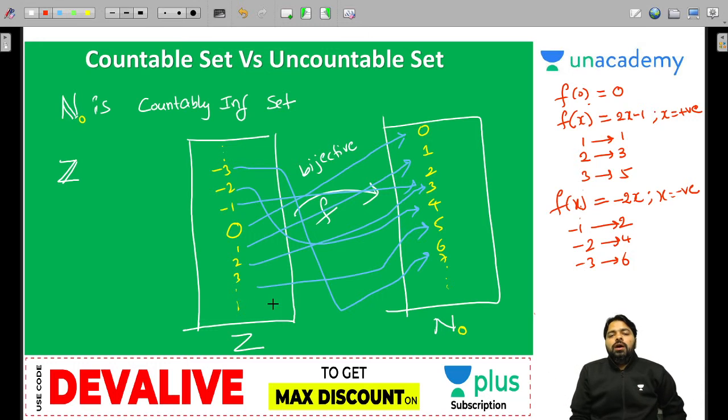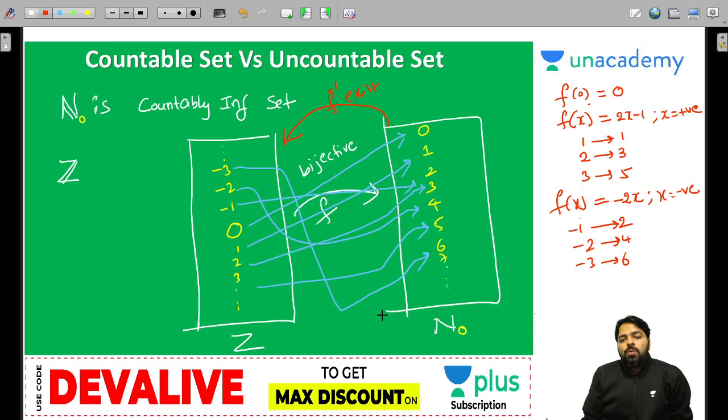F I have shown you. Now f inverse also you can show this. F inverse also exists. F inverse is a function. I am going to show that. How? You can look at this side. I am going to show here. Now let's try.